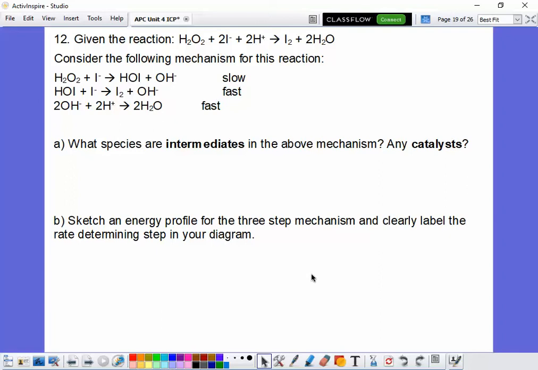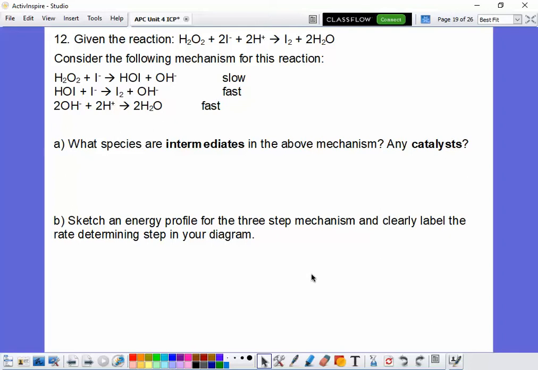This reaction here, H2O2 plus 2I minus plus 2H plus goes to I2 plus 2H2O. Some reactions, like this one, occur in multiple steps. Actually, a lot of reactions occur in multiple steps. Okay? So we have this proposed mechanism. At no point are you going to be writing out mechanisms. That's beyond the scope of what you need to know for this course.